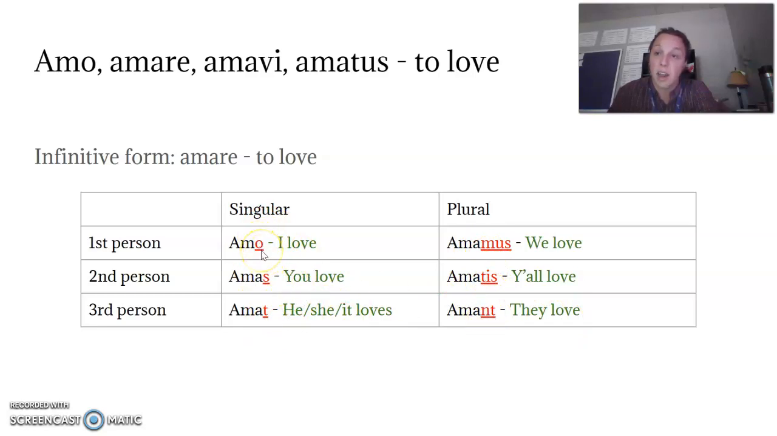And so if I am the subject, first person singular is o. If you is the subject, s will be the ending of the verb. If he, she, or it, or a singular name, is the subject of the sentence, then the verb will end with t. If it's we, the verb will end with mus. If the subject is y'all, the verb will end with tis. And if the subject is they, or a bunch of names, or a plural word, then it'll end with nt.